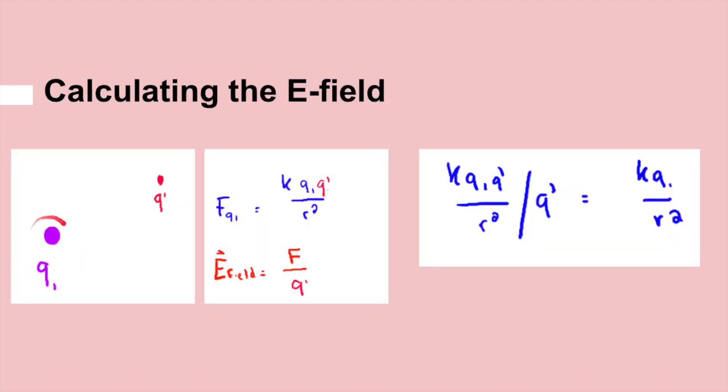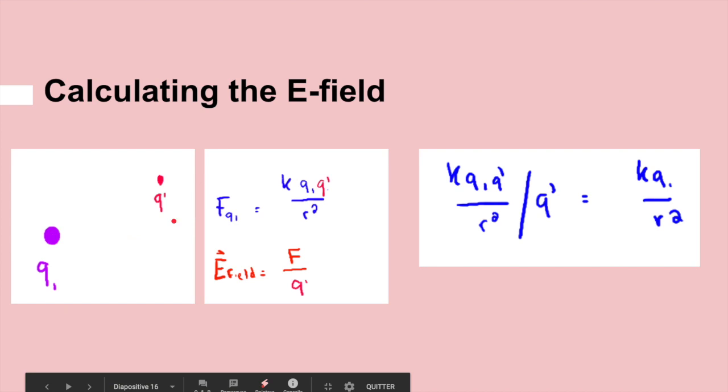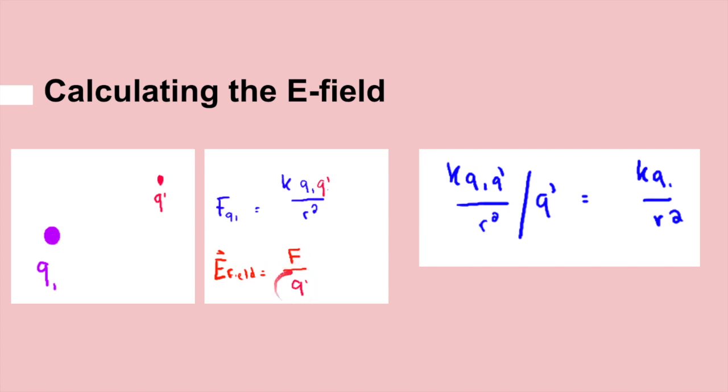So here we have charge Q1 and we have Q prime. Now Q prime does not have a charge, it is a point. But usually when we're calculating the force, we need to know the charges of both of these points, right? Well, here, the equation for the electric field is the force divided by Q prime. And when we divide our electric force by Q prime, the Q primes cancel out, and all we're left with is this equation, which is K Q1 over R squared. So whatever Q prime is, it doesn't matter, we don't care about it because we are trying to find out the effect Q1 has on any point in space.